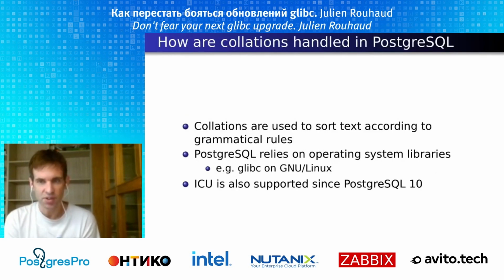Collation defines various orderings that you can use to sort your data according to some language-specific rules. Postgres heavily relies on the operating system to provide the various collations that you may use. One example is glibc on GNU Linux. Since PostgreSQL 10, you can also use the collations provided by ICU. It's a very powerful library that provides configurable collations.